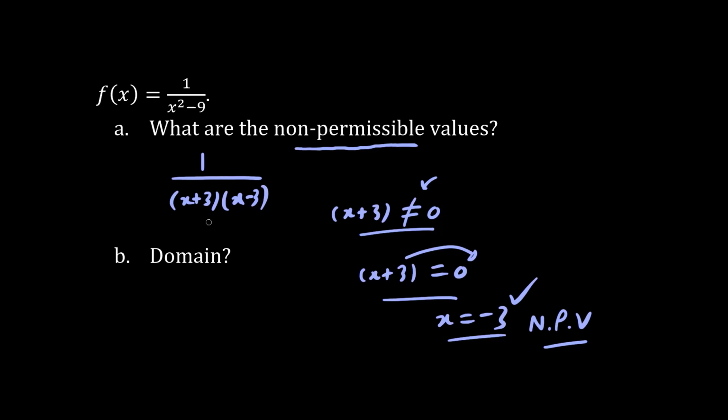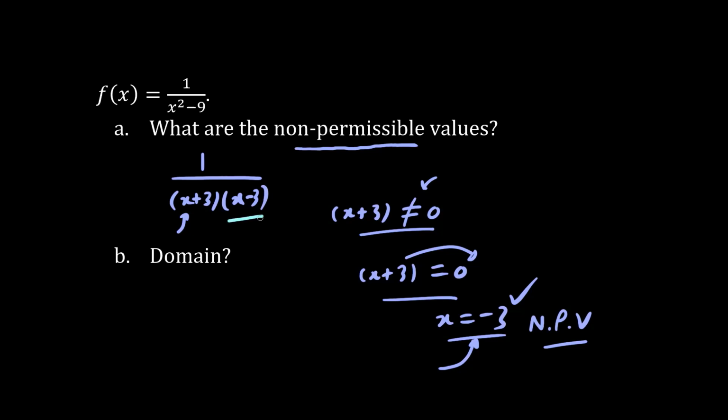Because when x equals negative 3, negative 3 plus 3 is 0, and 0 times anything is 0, and we have a division by 0 error, which is not allowed. So non-permissible values are in the affirmative, the equal sign, whereas the domain is in the negative, we use the not equal to sign.